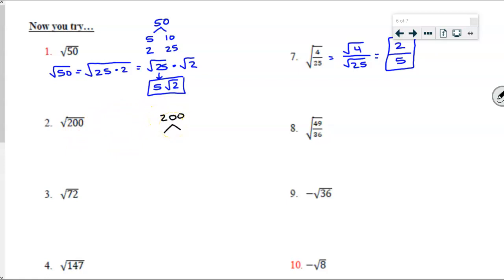Sam? 20 and 10. I like that you went for 20 and 10 instead of 2 and 100. I really like that. Are either of these perfect squares? No. So this is why it works really well for strategy 2. Sometimes the first factors that we come up with are not perfect squares. And so, let's keep going then.